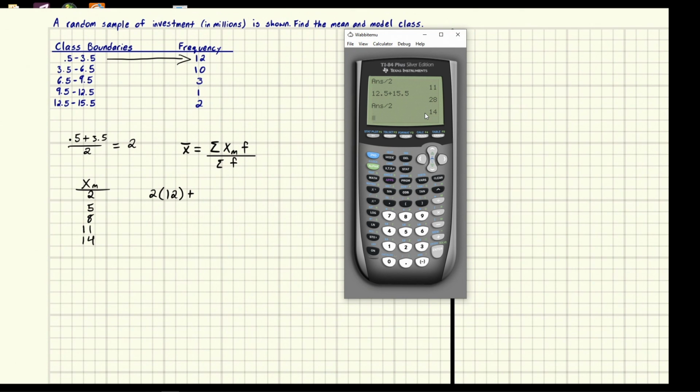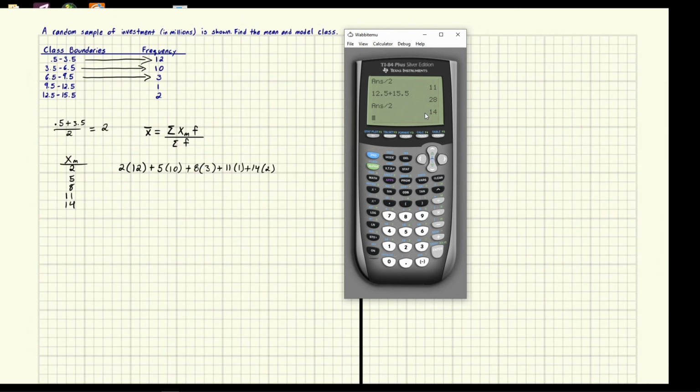So the next midpoint was 5. And we're going to multiply it by the thing that went with 5, which was 10. And then we're going to do it again. So the next midpoint's 8. And the frequency that went with that midpoint was 3. And then we have 11 times 1 plus 14 times 2. So I just kind of wrote the last ones, but they just correlate to the last two things. And at the bottom, we're going to add all the frequencies up because that's the number of numbers. So that's 12 plus 10 plus 3 plus 1 plus 2.